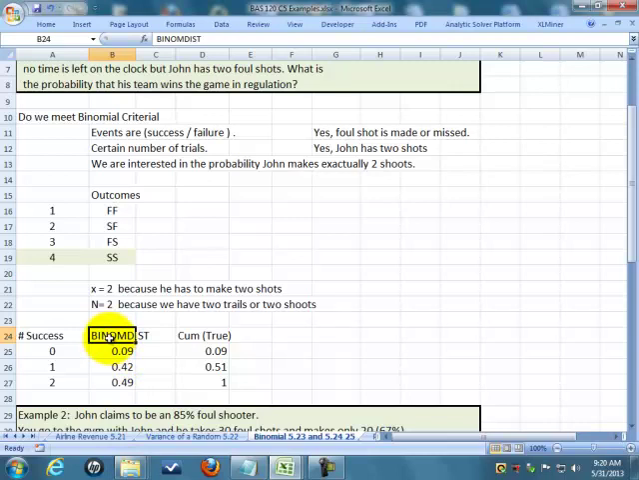False means we don't want it to be cumulative, so that gives us the probability of this specific event: he makes 1, 42%. If we say true to cumulative, that gives us the probability that he makes 1 or fewer. It accumulates it for us. All right, let's try another one.